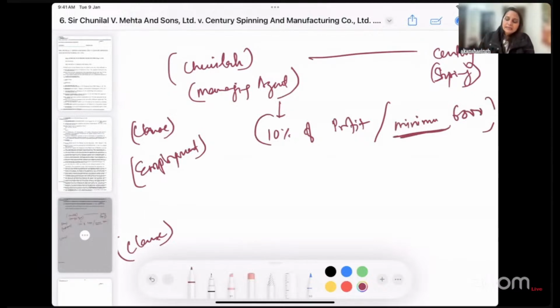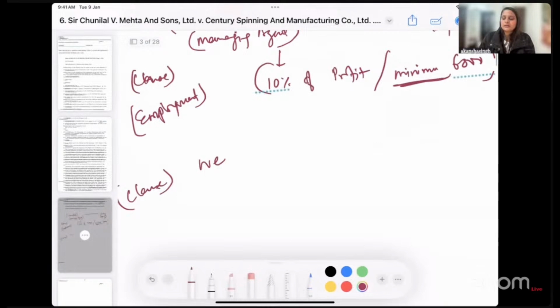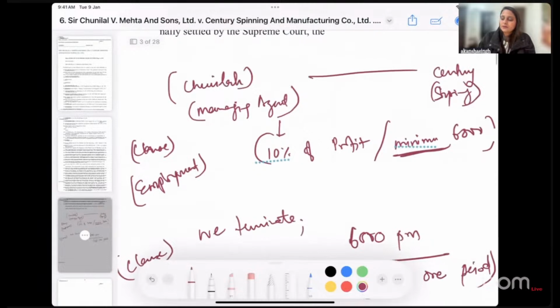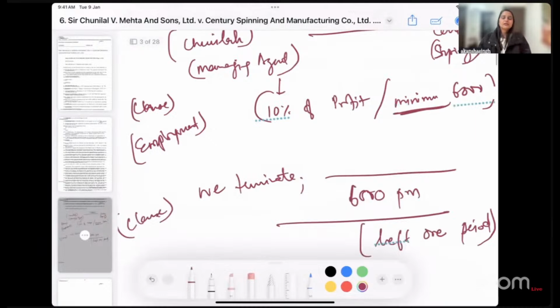And in case we terminate your contract, which we don't intend to do, but if we terminate your contract, we will pay you 6,000 per month for the leftover period of time. So let's say the contract was for 12 years. If they now terminate the contract in 6 years, what should be the amount of damages that should be paid to Chunnilal? There are 6 years still left.